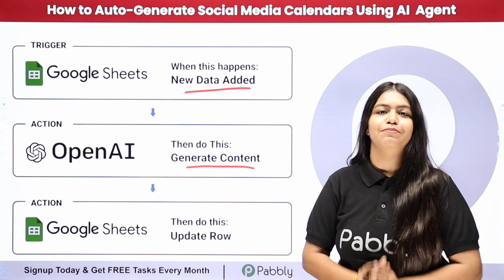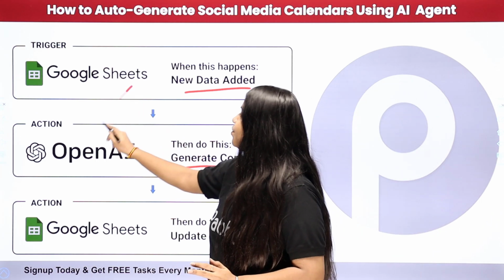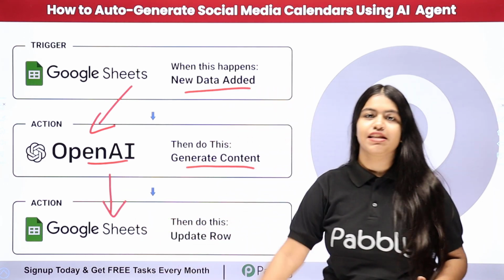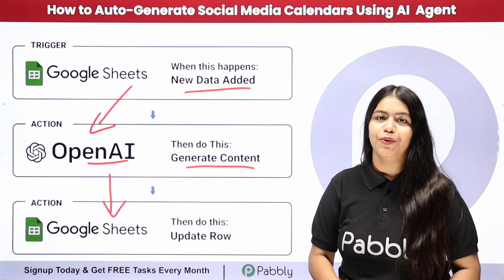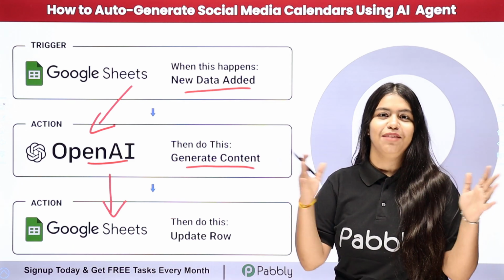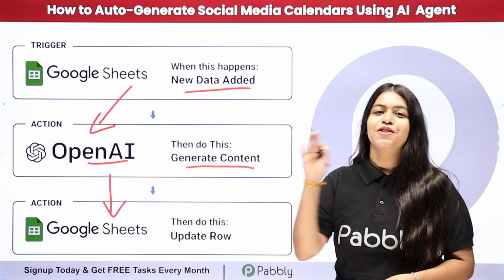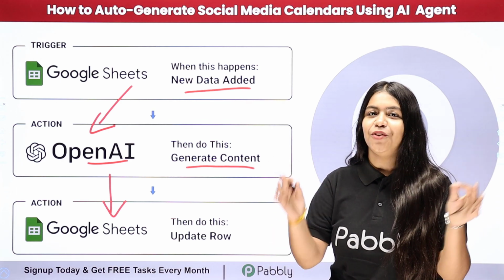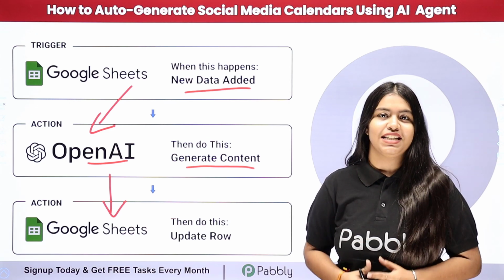To do this, we are going to create a connection between Google Sheets, my AI agent, which is OpenAI, and then Google Sheets. And to create this connection without knowing any programming or coding language, we are going to use Pabbly Connect. It is an amazing automation software. So if you also want to create this amazing automation for your own business, then for that you have to come with me towards my screen.